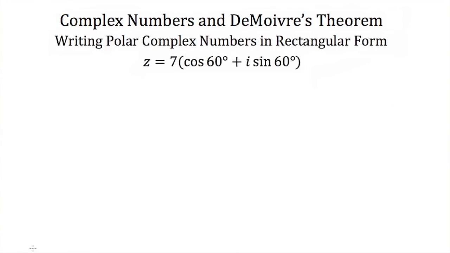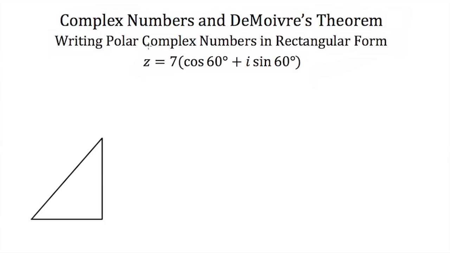So now let's try going the other way. Here we have a complex number written in polar form, and we want to write it in the rectangular form that we're used to. Here z is equal to 7 times the cosine of 60 degrees plus i times the sine of 60 degrees. Well, usually I like to start by drawing a triangle. It doesn't have to be to scale, it just has to help me see what's going on.